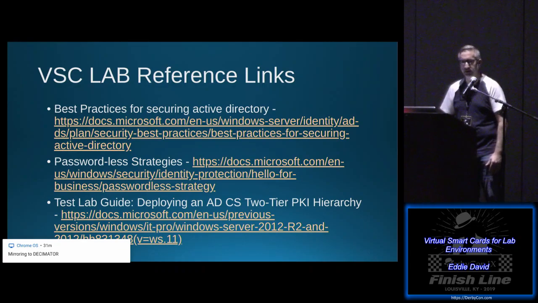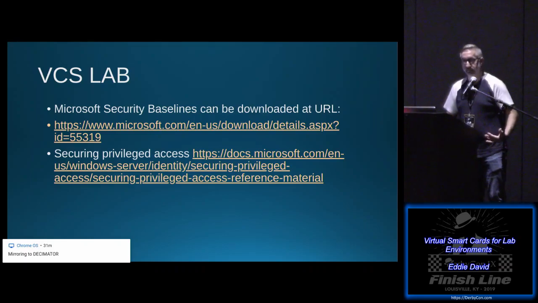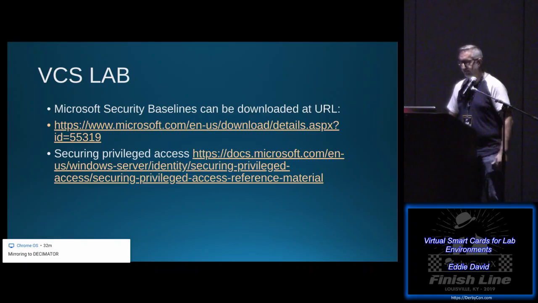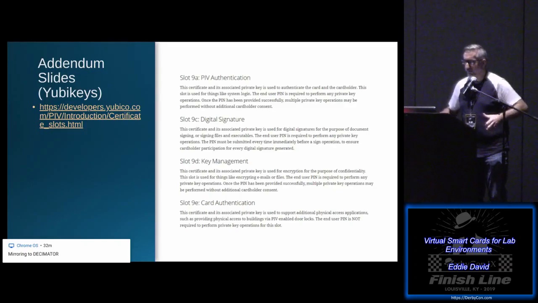So I got a couple reference links here, password strategies, test lab guides, how to set up an ADCS hierarchy, two-tier hierarchy. It's very important to download at least at minimum Microsoft security baselines and secure your domain controllers with them, your workstations, and kind of go from there. And then, of course, there's the securing privileged access guide. That'll give you more ingrained details if you want to get to that level about how to set up PAWs. So next, I just want to talk briefly about YubiKeys.